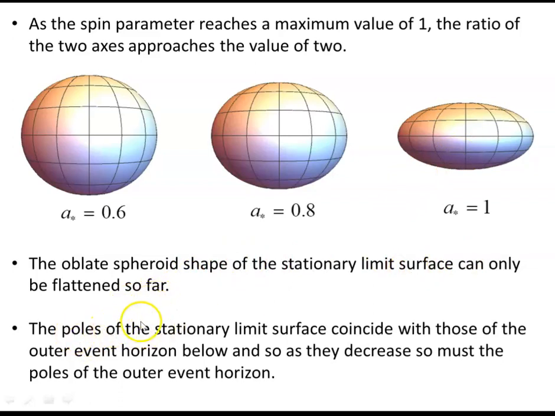Now, the poles of the stationary limit surface coincide with those of the outer event horizon below. And so as they decrease, so must the poles of the outer event horizon. And we'll see that in the next video.